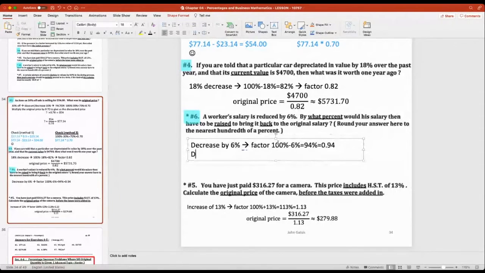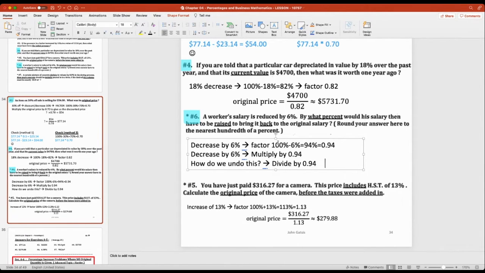So here's the key. If you want to decrease by 6%, mathematically, you need to multiply by 0.94. So the operation is simply multiplying by 0.94. How do we undo this? In other words, how do we go back to the beginning? Well, what's the opposite of multiply? Divide. So we're going to divide by 0.94.